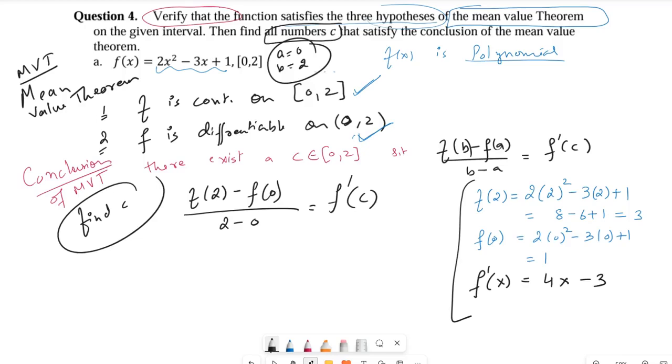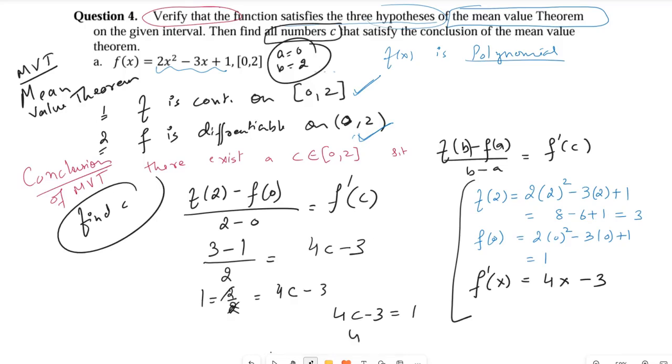Let's use all these three to fill in our conclusion. f of 2 is 3, minus f of 0 which is 1, divided by 2 minus 0 which is 2, is equal to f prime of c, which is 4c minus 3. 3 minus 1 is 2, divided by 2, is equal to 4c minus 3. So 2 by 2 is basically 1. So we are saying 4c minus 3 equals 1. Adding 3 on both sides, 4c is equal to 4. That implies c is equal to 1.